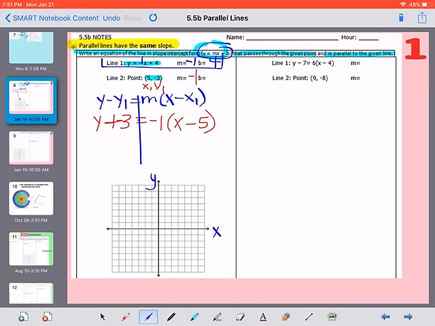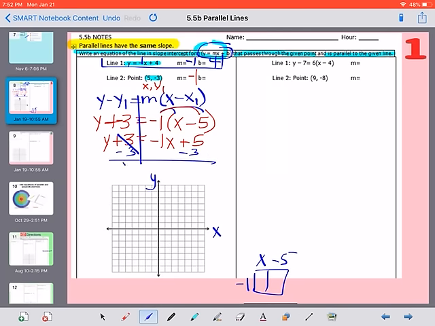So when we solve this, we're distributing or drawing a box. If you need to draw your box to multiply -1 times x and -5, you can do that. But -1 times x is -1x. A negative times a negative makes a positive. 1 times 5 is 5. And we want y by itself, so subtract 3 on both sides. And we have y equals -1x, and 5 minus 3 is 2. So here's our second equation, so our b is 2.